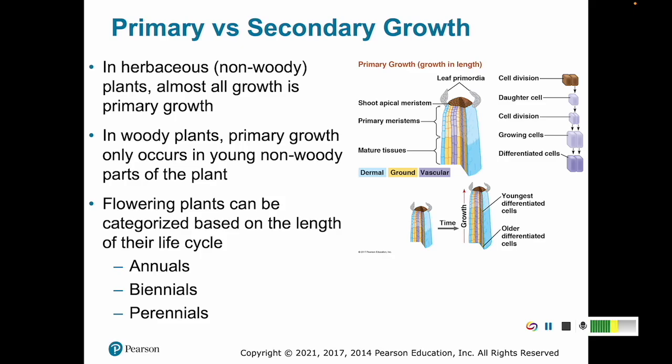In herbaceous plants, this would be herbs, flowers, plants that aren't woody, almost all of their growth is primary growth. You don't see them get very thick. In woody plants, primary growth occurs in the young parts of the plant, and then lateral growth, secondary growth, happens in the older parts of the plant. Flowering plants can also be categorized based on the length of their life cycle: annuals, biennials, or perennials. Annuals grow for one season, biennials for two, and perennials keep coming back year after year.